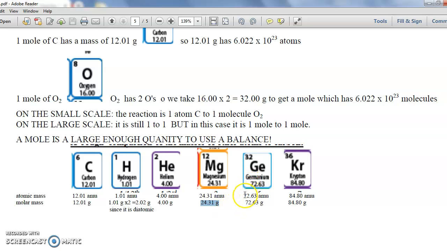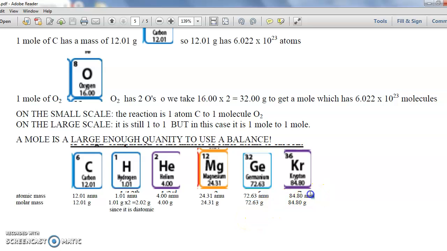Germanium. The average mass of a germanium atom is 72.63 AMUs. A germanium atom is 6 times bigger. So if I have a mole of germanium atoms, I would need 6 times the mass of carbon. 12 times 6, I would need 72.63 grams of germanium to have a mole.